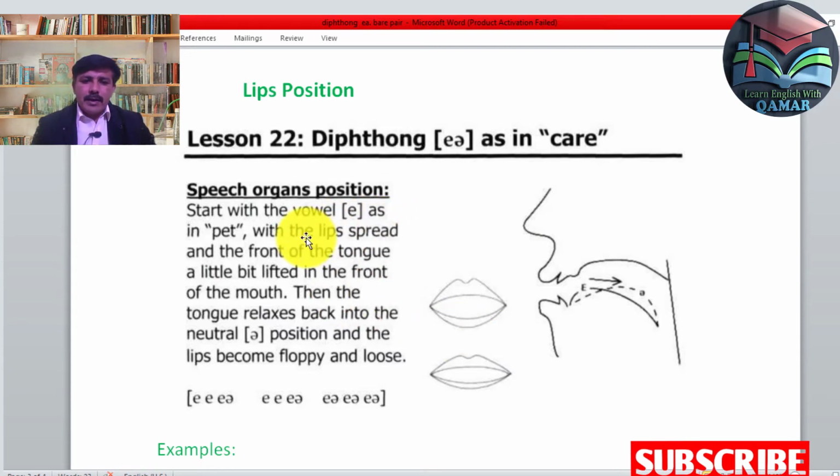Start with the vowel a as in pat, with the lips spread and the front of the tongue a little bit lifted in the front of the mouth. Then the tongue relaxes back into the neutral schwa position, and the lips become floppy and loose. So this way you can practice and pronounce this sound a, as in care. And I'm going to tell you another rule of R. R followed by a vowel letter will be pronounced, otherwise it will be silent.